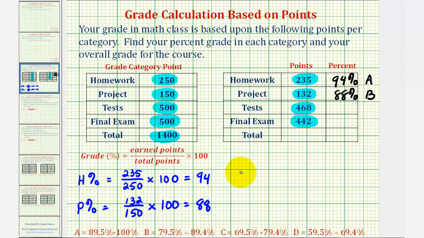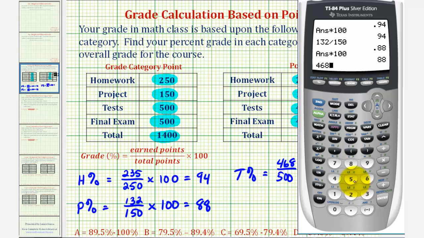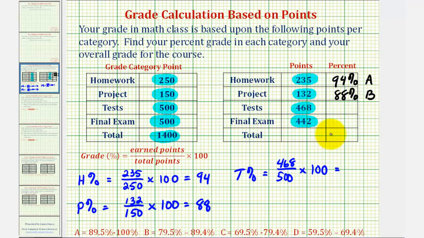Next, we have the test percentage, which would be 468 out of 500 times 100. Again, this division gives us the decimal, times 100 gives us a percentage, so it's 93.6, which means the test percentage is 93.6%, which is also an A.